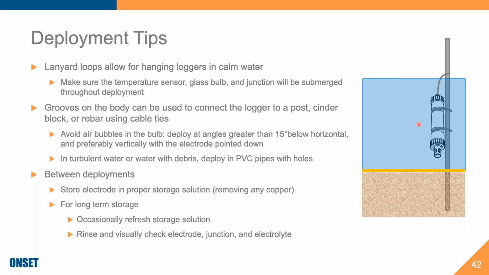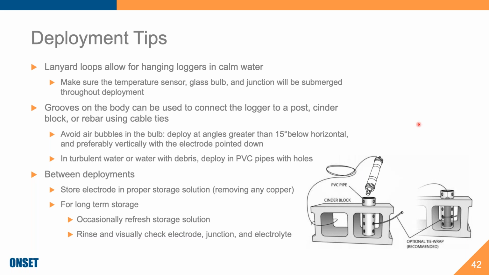If your logger's in turbulent water or water that has debris, maybe with branches flowing down it, we recommend that you deploy it in PVC pipe with holes. And here's just one example of a way of doing that with a cinder block. As you can see, this pH logger is attached with the lanyard to the cinder block, but then also put into a PVC pipe that has holes and allows the water to flow through. And then the tie wrap is actually attached to the logger and to the PVC pipe to hold it really well.